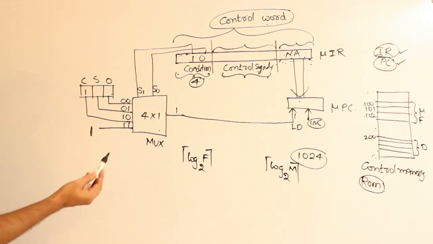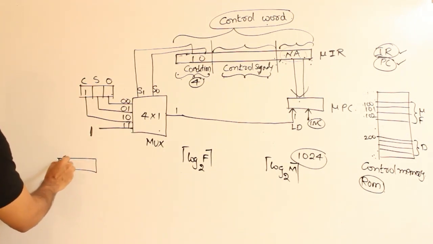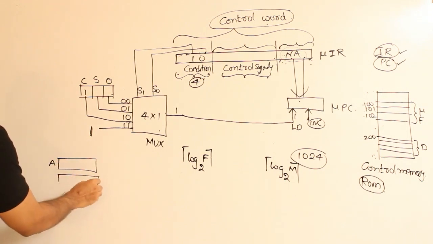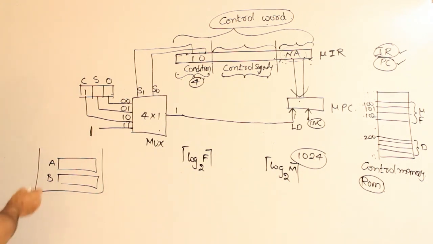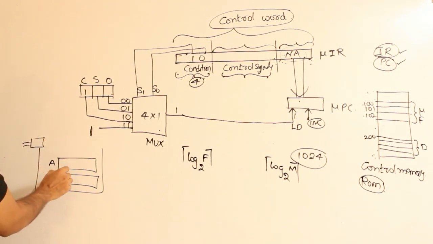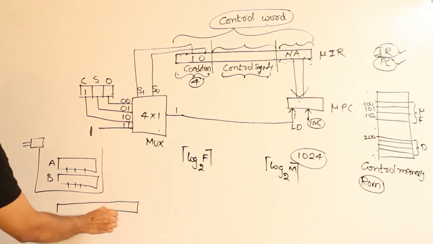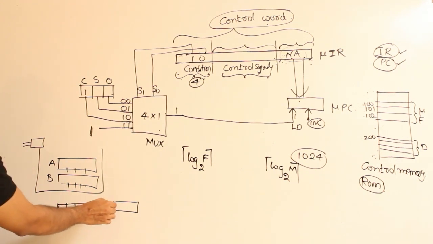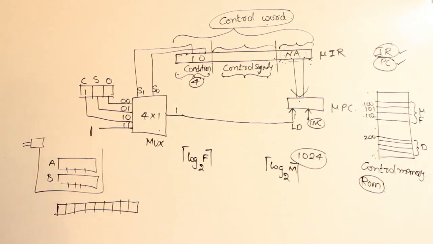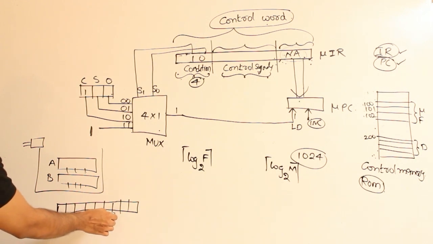Assume that in the previous example we had 2 registers, one is A and the other is B, and then a bus. Assume that in order to select the bus, we needed 2 signals. So 2 control signals for the bus, 3 control signals for A and 3 control signals for B. In horizontal microprogramming, we are going to dedicate 1 bit for every possible control input present in the system. So 3 are present here, 3 are present here, and 2 are present here, therefore 8. So 1 2 3 4 5 6 7 8.